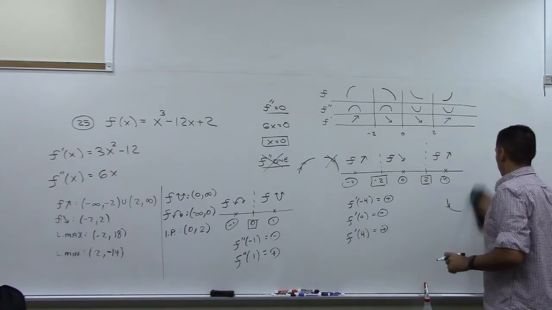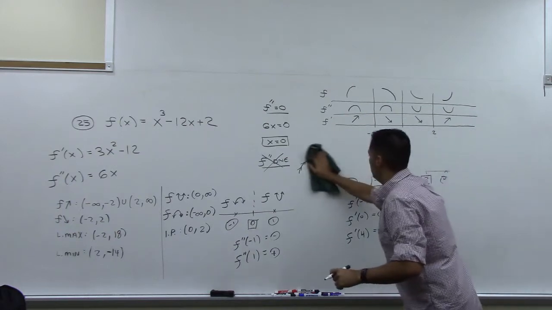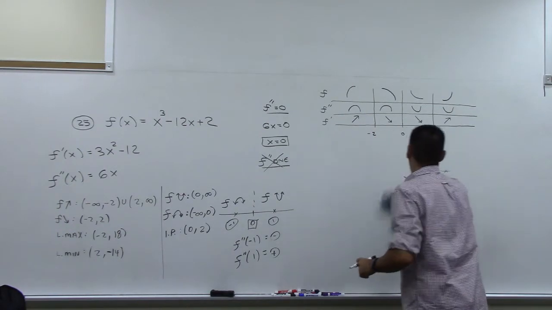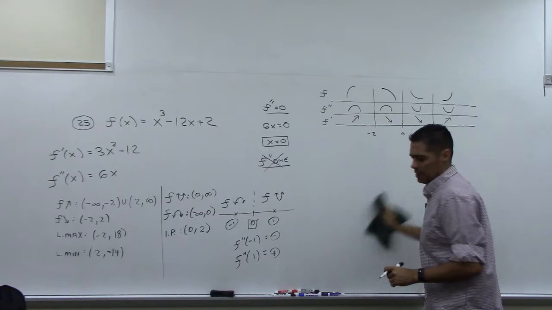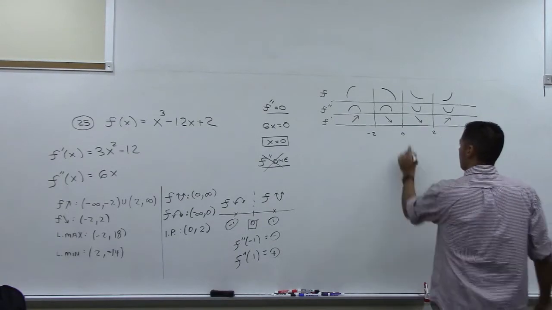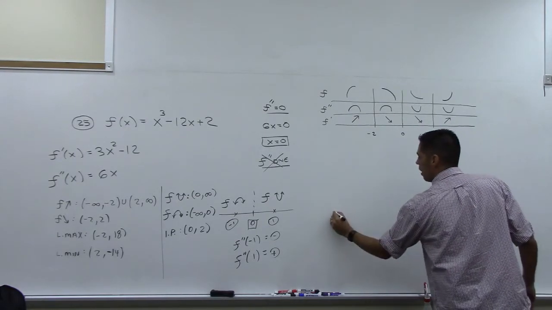Okay, now once I've got that information on this table, what I'm going to do next is right below this, I'm going to draw my graph. So here's 0. I'm going to draw my number line again.